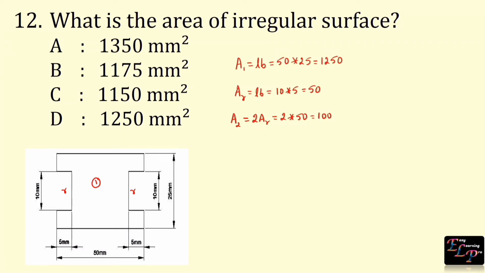Here 2 smaller rectangles are removed from the bigger rectangle, hence total area is equal to A1 minus A2. 1250 minus 100, which is equal to 1150 mm square. The answer is option C, 1150 mm square.